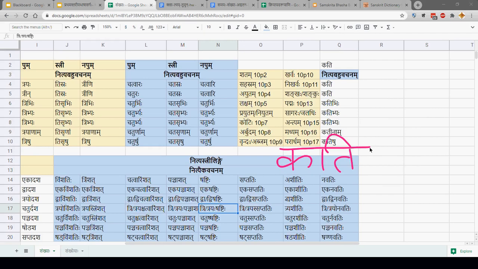So if we want to ask how many boys are there, we can ask Kati balakaha santi, and how many girls are there, Kati balikaha santi, and then how many fruits are there. Kati phalani santi. You can use kati there. Kati parnani santi. Kati lekhanyah santi. Lekhani, which is pen. Bahuvachanam.